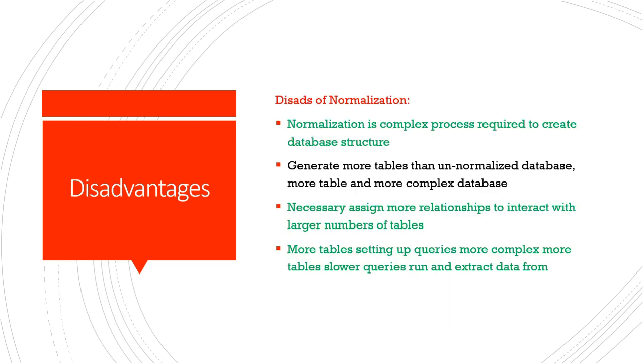The disadvantage though is that normalization is a complex process required to create a database structure, and you have to generate more tables than in an unnormalized database. With more tables is a more complex database. It's necessary to assign more relationships to interact with a larger number of tables, and the more tables you set up, then queries are more complex, and therefore it will be slower to run these queries and extract data from the tables.